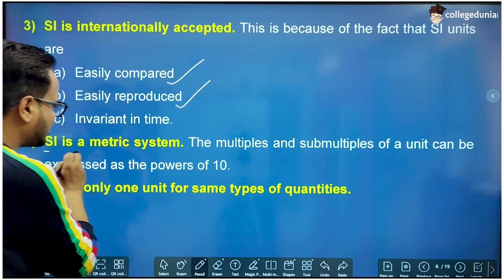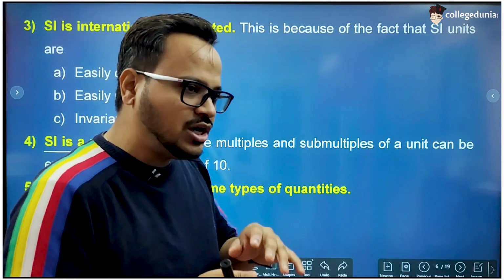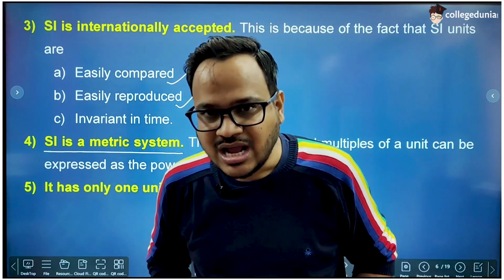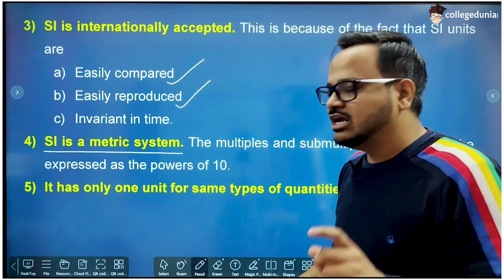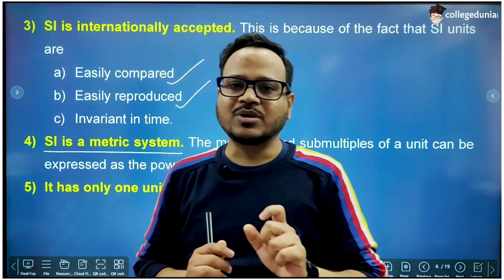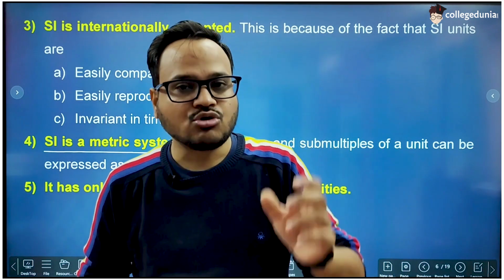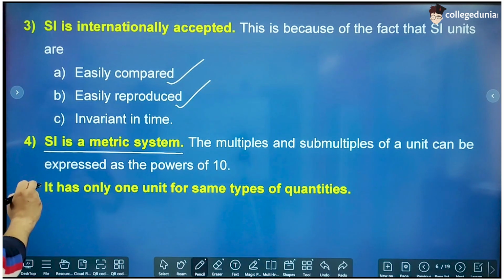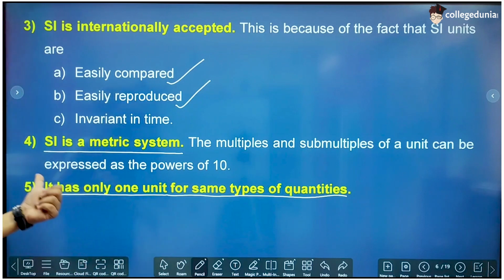And most important thing, SI is a metric system of units. Metric system means if you want to change one unit into another of the same quantity, you just have to multiply or divide by the powers of 10. And multiplying and dividing by the powers of 10 makes things very easy. Like if you want to convert meter into centimeter, just multiply by 100. If you want to convert centimeter into millimeter, just multiply by 10. If you want to convert kilogram into gram, just multiply by 1000. So 10, 100, 1000, all these are powers of 10. And it has only one type of unit for same types of quantities. This thing I think we have already discussed.